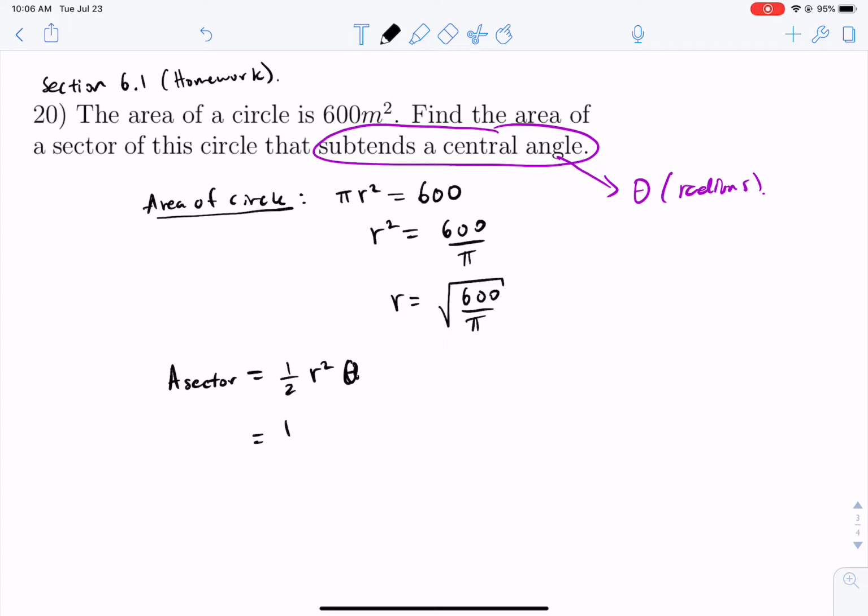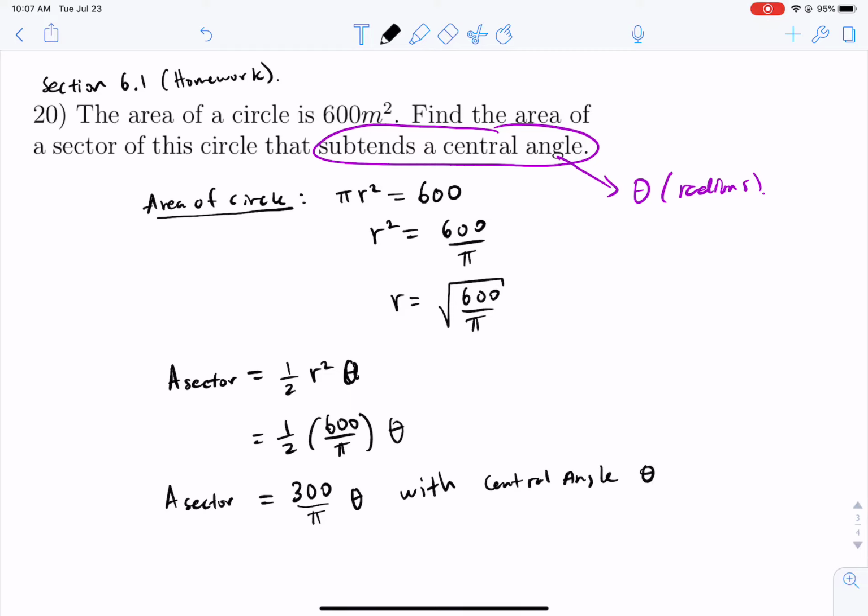They didn't give us a central angle, so you just assume that it's theta. So this is going to give us 1/2. What do we know about r? r squared is 600 over pi, so I don't need to compute r, r squared is already that. I just plug it in, times theta. So this is going to be 300 over pi times theta, where theta is any central angle. Different theta values will give different areas, so this is the area of the sector with central angle theta.